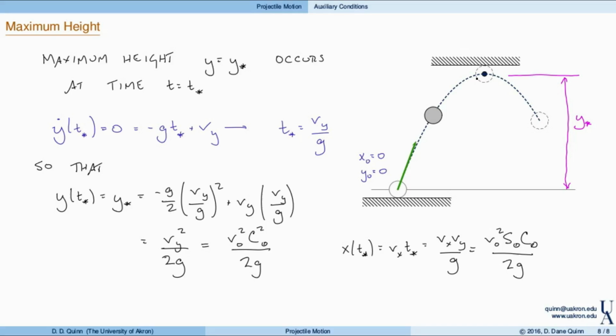So this is our lecture on projectile motion. We've gone through, we've derived the equations of motion. We have solved those equations of motion. And then we've talked a little bit about, again, auxiliary conditions, secondary position, and maximum height, in particular for these examples.